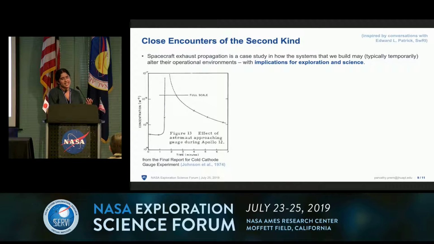And then if we take a step back, spacecraft exhaust is just one among several ways in which spacecraft operations can alter the lunar environment. This is a figure that shows what happens when an astronaut with an outgassing spacesuit approaches a cold cathode gauge experiment. And you can see that in this case, the outgassing from the spacesuit literally overwhelmed the instrument.